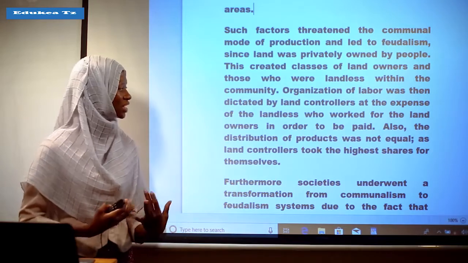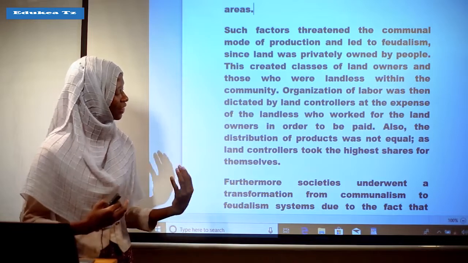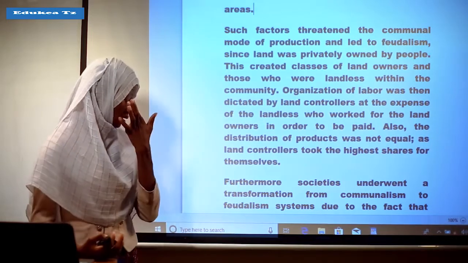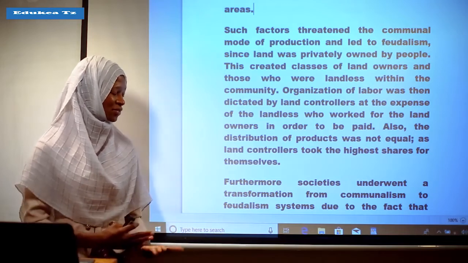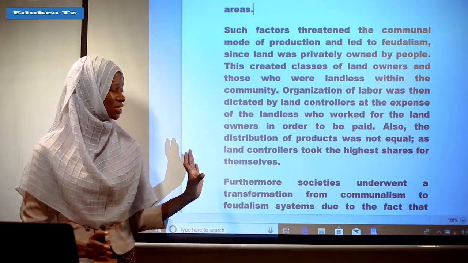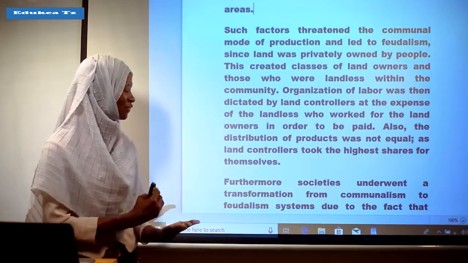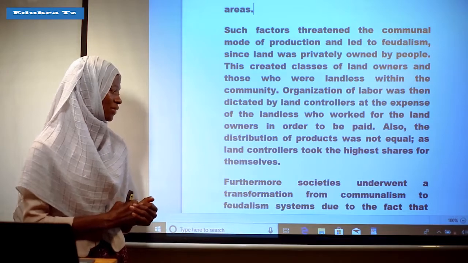So people tended to rent land in order to get a place to cultivate. Then at the end of the day, they had to pay some of their production to the landowners, and the little that remained was for those who were landless.